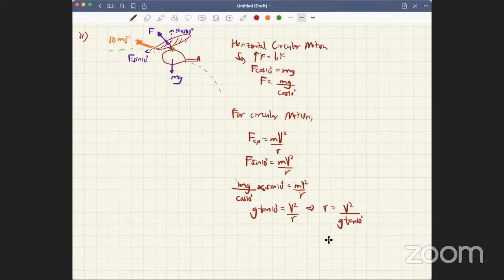So r is equal to v squared, which is 10 into 10, over g, which is 10, into tan 10, 0.18. So the 10 and 10 will get cancelled, both are 10 on top and bottom. I'm getting 10 over 0.18. 10 over 0.18 is 1000 over 18, which is 500 over 9. So r is equal to 500 over 9, 55.56 meters. This is what I'm getting, Adnan.